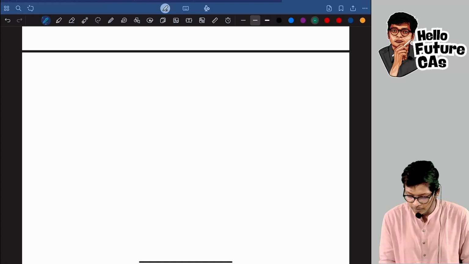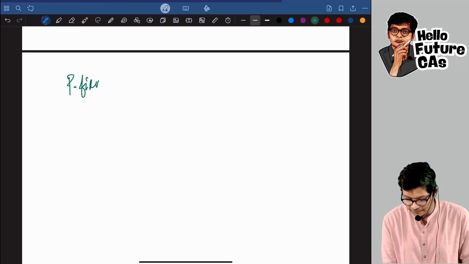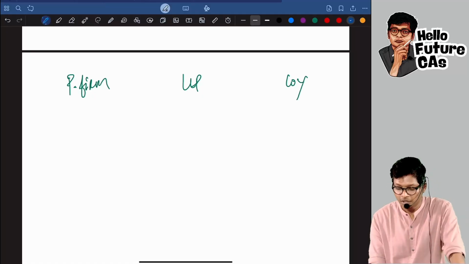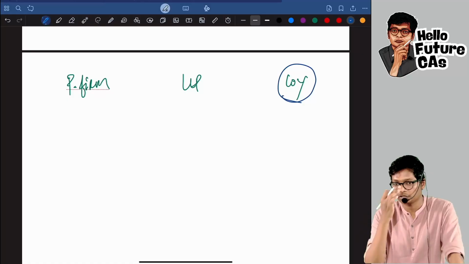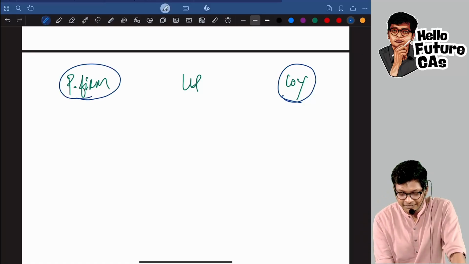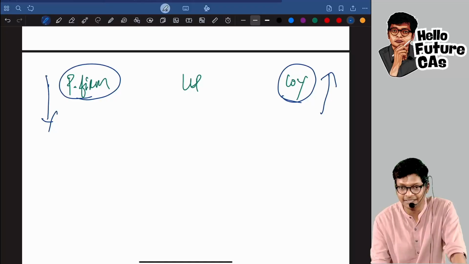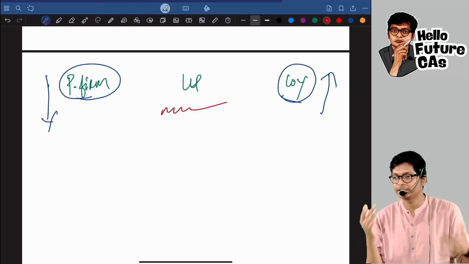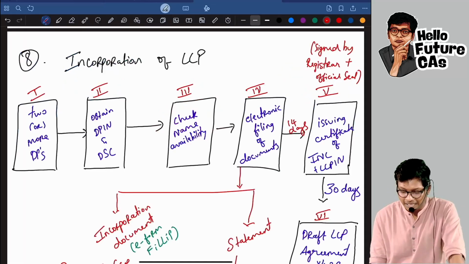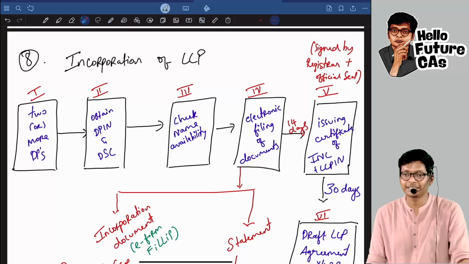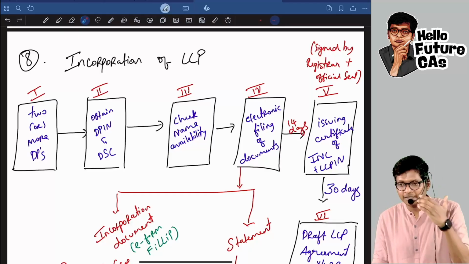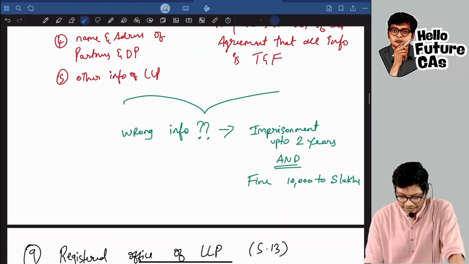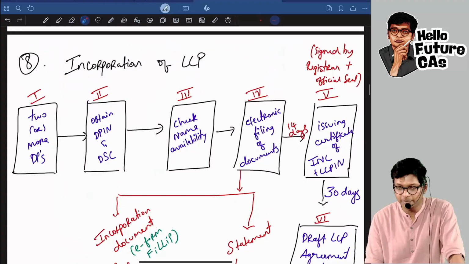If you look at incorporation process, partnership firm, LLP and company, we have three things. For company it is a very lengthy process. For partnership firm it is a very easy process. The complexity for an LLP is somewhere in between, middle of these two. What I have done, I have created steps, guys. Each step you will elaborate in the book in your exam. We have totally 6 steps, and once these 6 steps get over, LLP is incorporated.